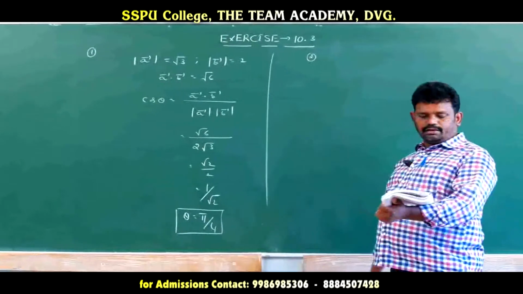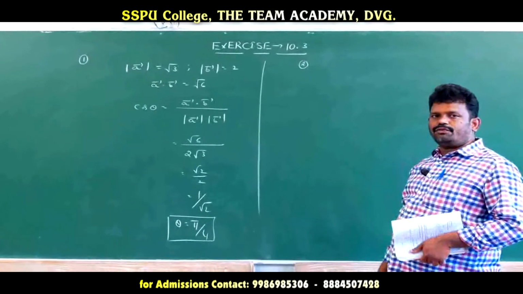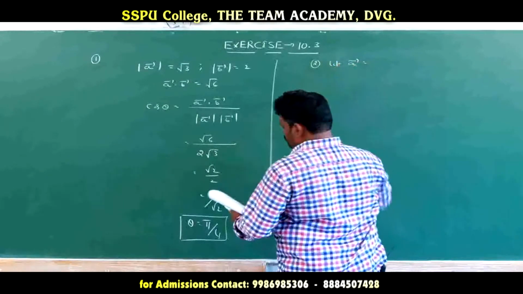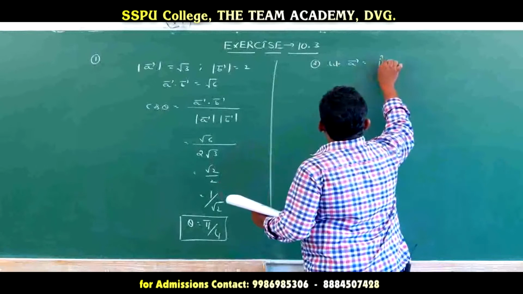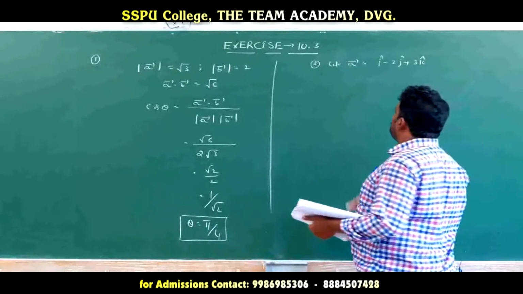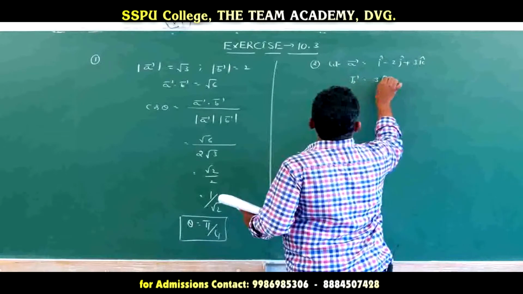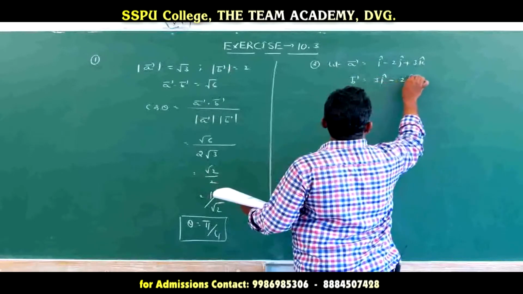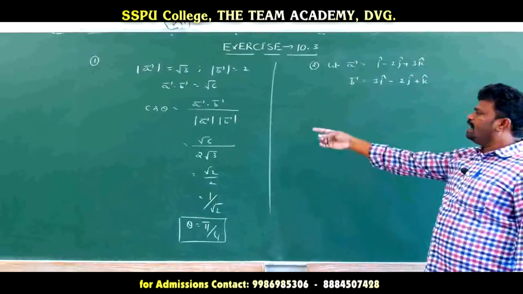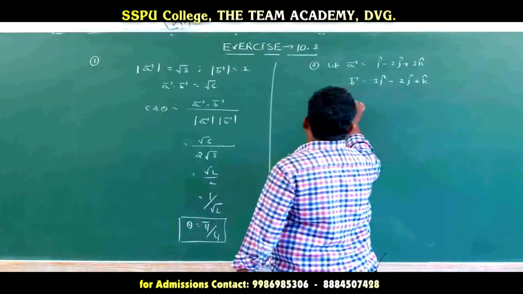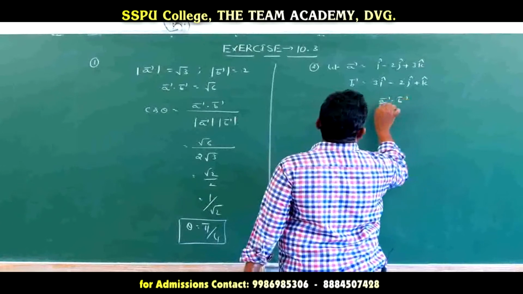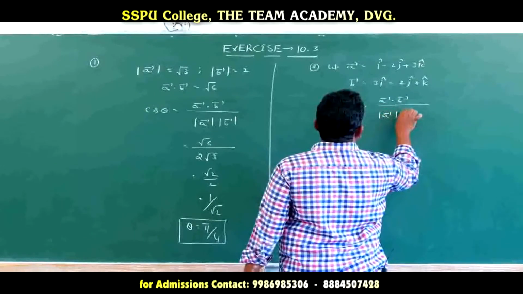So the second one, what is given here: find the angle between vectors. Given two vectors, first a bar is equal to i cap minus 2j cap plus 3k cap. Another vector b bar is equal to 3i cap minus 2j cap plus k cap. Now if you find the angle between these two vectors, again the same formula: cos theta is equal to a bar dot b bar by magnitude of a bar into magnitude of b bar.